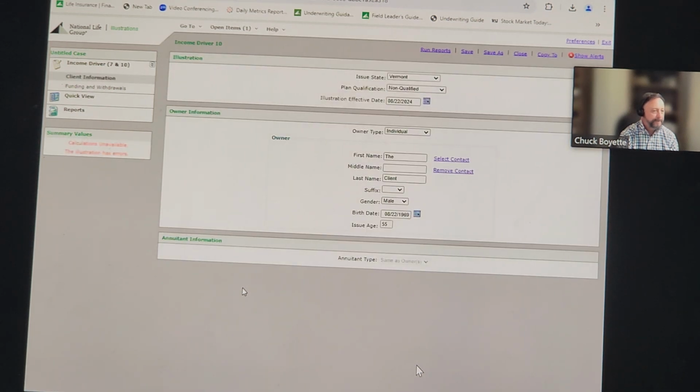And I'm sure most of you are probably familiar with our illustration software, but this left-hand column is what we use to navigate through the illustration. So we're going to start with our client information, and let's just say that our client is, we can leave it on the default, 55. He's got a non-qualified annuity.